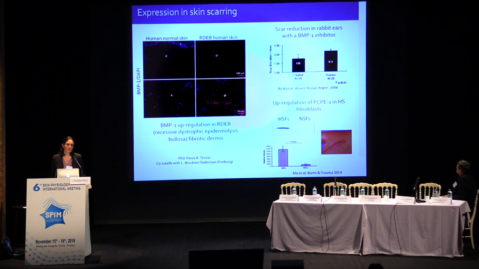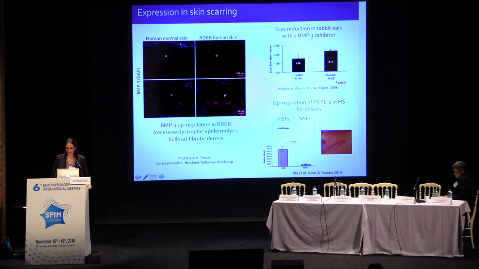Also, people now start to look at skin scarring, and in collaboration with the group of Alexander Nyström and Lena Brückner-Tudermann in Freiburg, we had access to the skin of RDEB patients. So RDEB is recessive dystrophic epidermolysis bullosa, and it is a skin blistering disease, which leads to progressive fibrosis in the dermis. And we observed that BMP1 is strongly upregulated in the fibrotic skin of these patients.